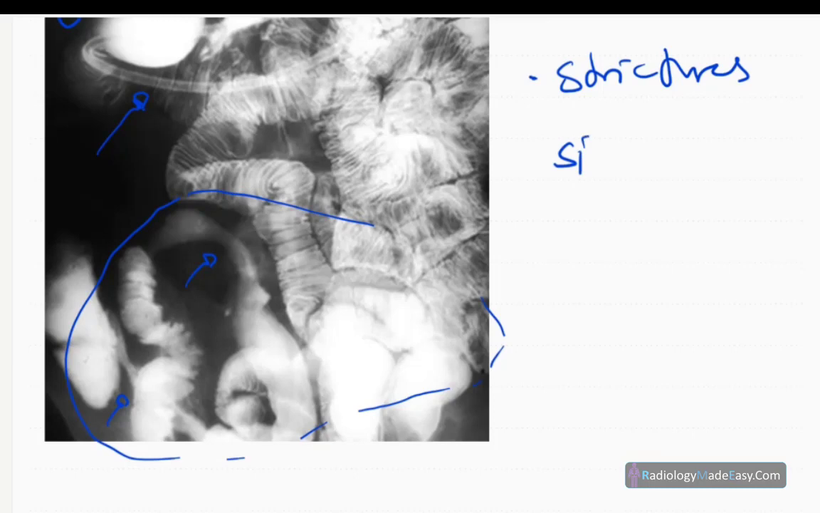Strictures are there. It is called the string sign, these narrowings. So they are actually smooth narrowings, and their walls are regular. And also you can see some ulcerations, deep ulcers here. We call them rose thorn ulcers.